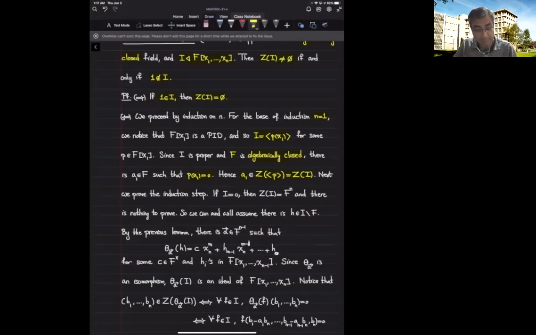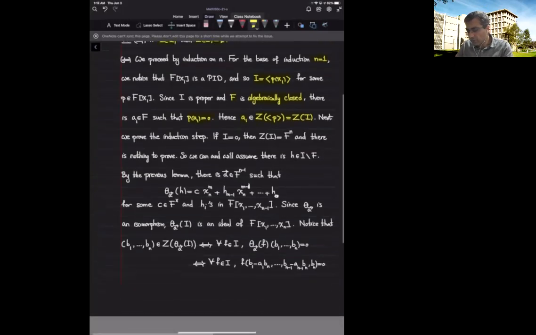Let's go to the induction step. Now, in the induction step, we want to project to the first n-1 components and use induction hypothesis. But in order to do so, I need to make sure that there is some element inside the ideal where the leading coefficient is a non-zero constant. Okay, so that's what we do using the previous lemma. By the previous lemma, there exists some vector inside F to the n-1 such that when I apply the isomorphism theta sub a to h, so again, let's make sure that I say what h is.